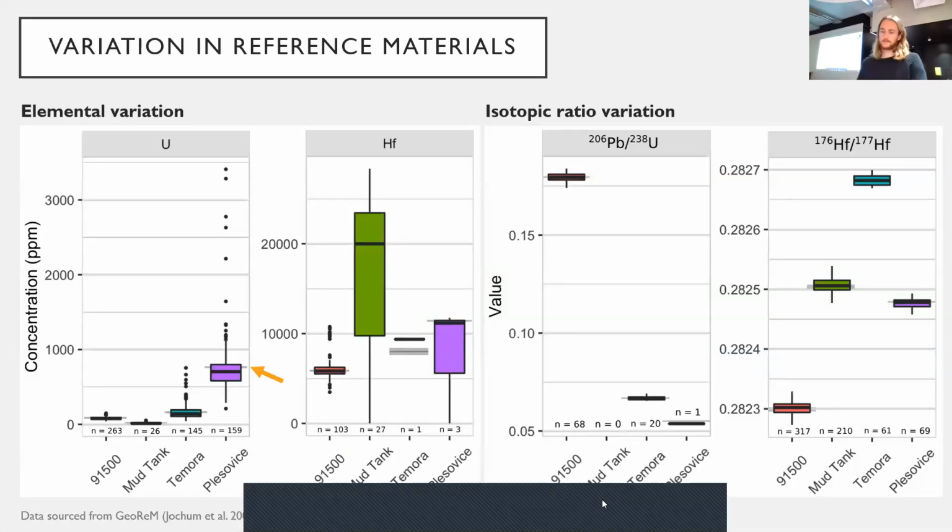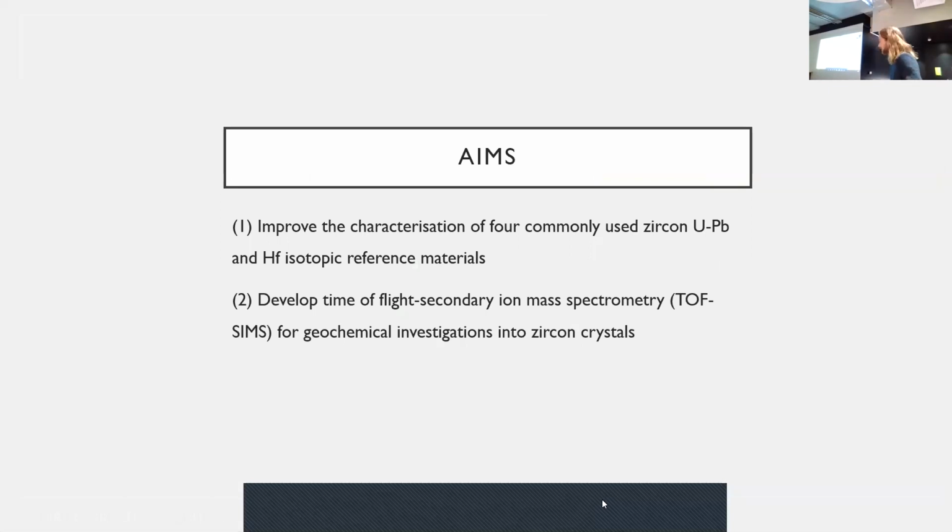And so that leads us to the aim of this project, which is to improve that characterization of those 4 commonly used zircon reference materials. And something that will feed back into that is developing this new technique, which I mentioned before, time of flight secondary ion mass spectrometry, which is TOF-SIMS, and that is a really high resolution mapping technique that we apply to the zircon reference materials.